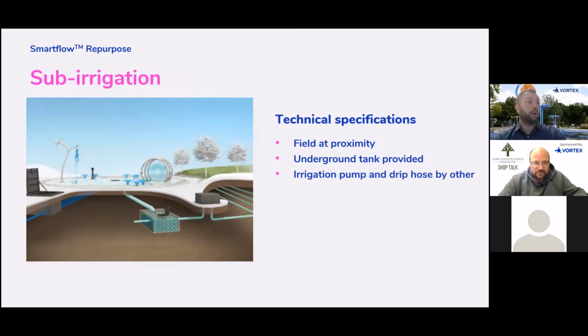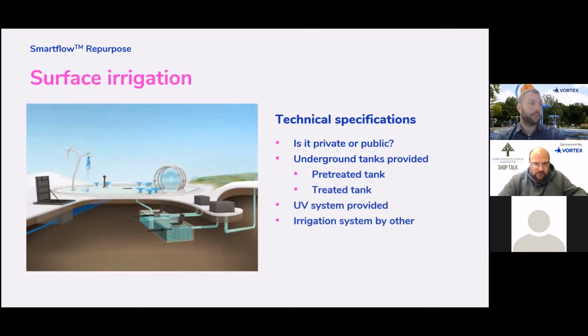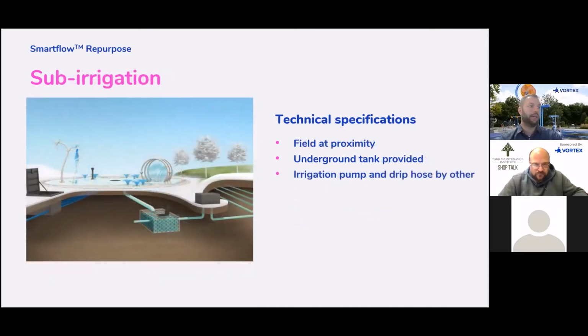And our third and final option is sub-irrigation. Sub-irrigation is exactly the same as your surface irrigation repurposing solution, but everything is happening below ground. So we need to have an understanding of the proximity of that field that we're going to be irrigating, how close that is to the splash pad. Again, an underground tank will be provided, but the irrigation pump and drip hose will be by others.